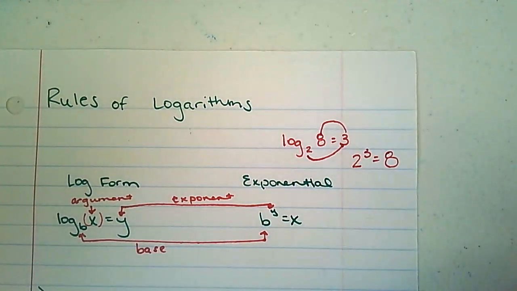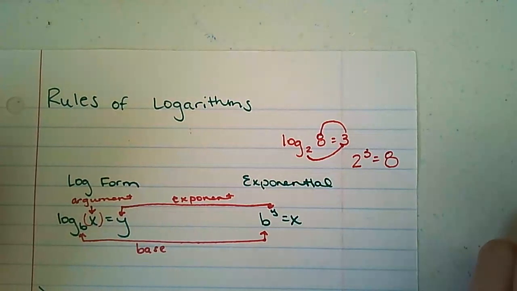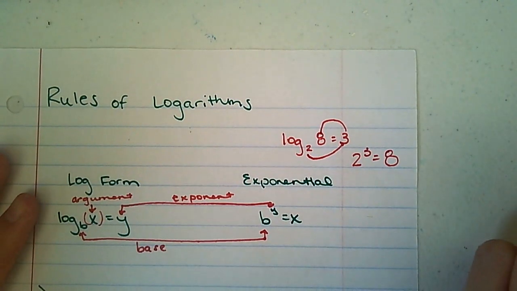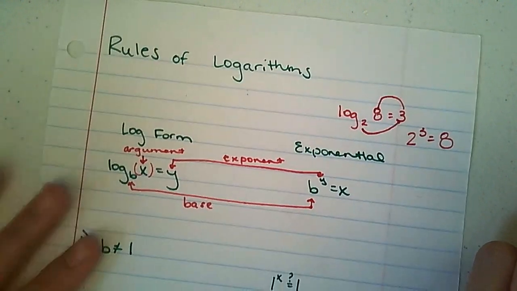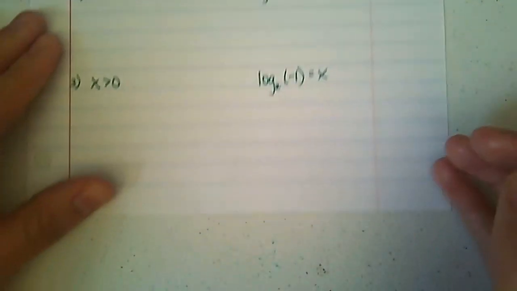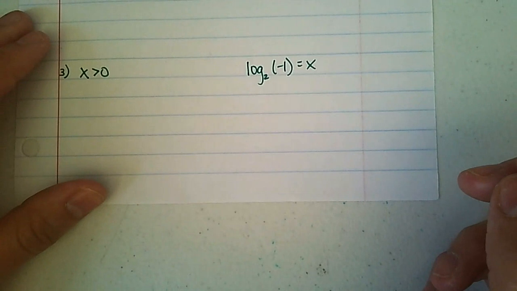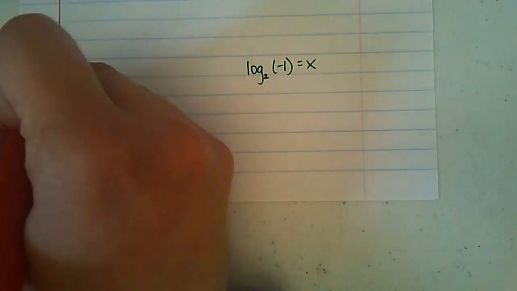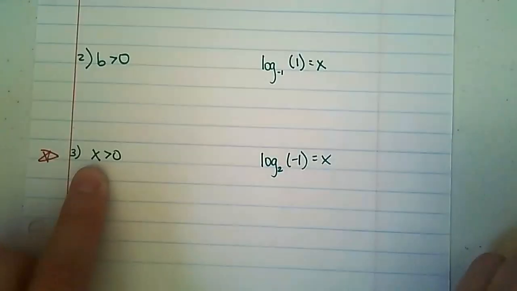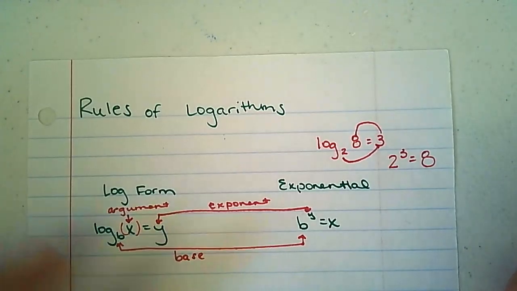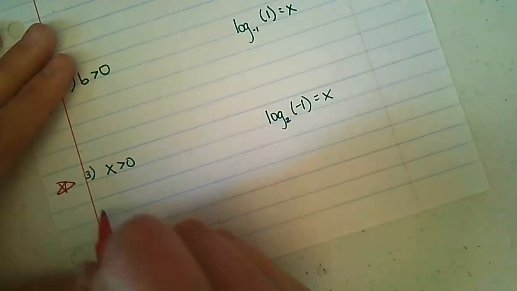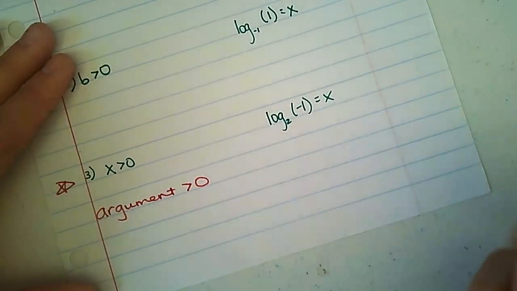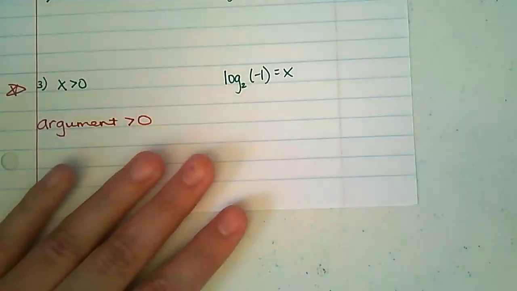Okay. All right. There's usually 3 different rules of logarithms that we talk about. But I think for today, just focusing on this one big one will suffice. One of the big rules for logarithms is that x has to be greater than 0. Or in this case, let's say your argument has to be greater than 0. And I'm going to show you why here.